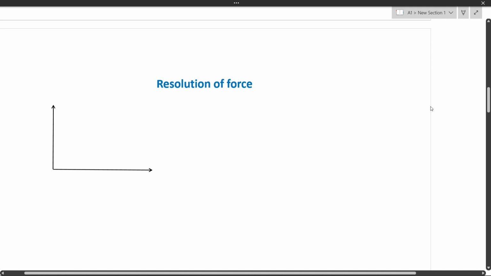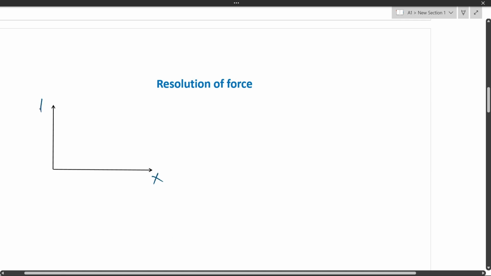So the resolution of force is just the opposite of the resultant of force. What we do in the resultant force is take all the forces acting in a system and convert them into a single force. So in this we do just the opposite of that.